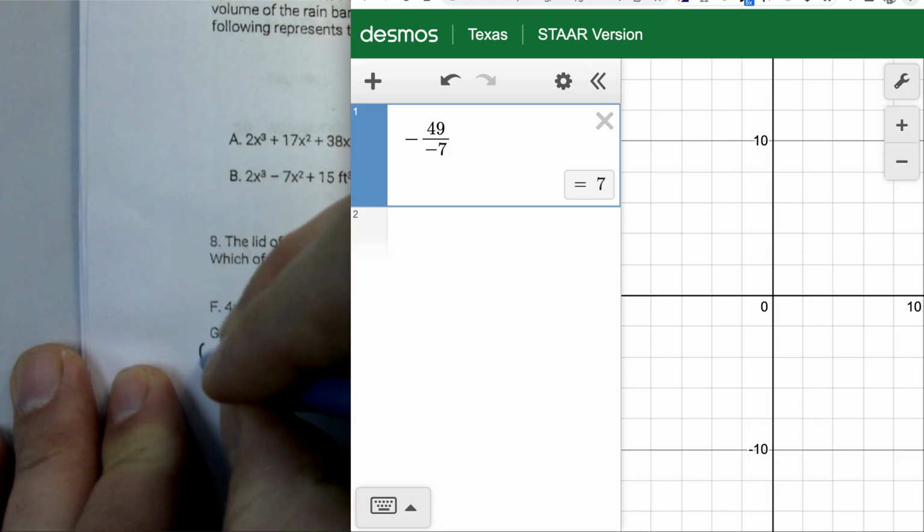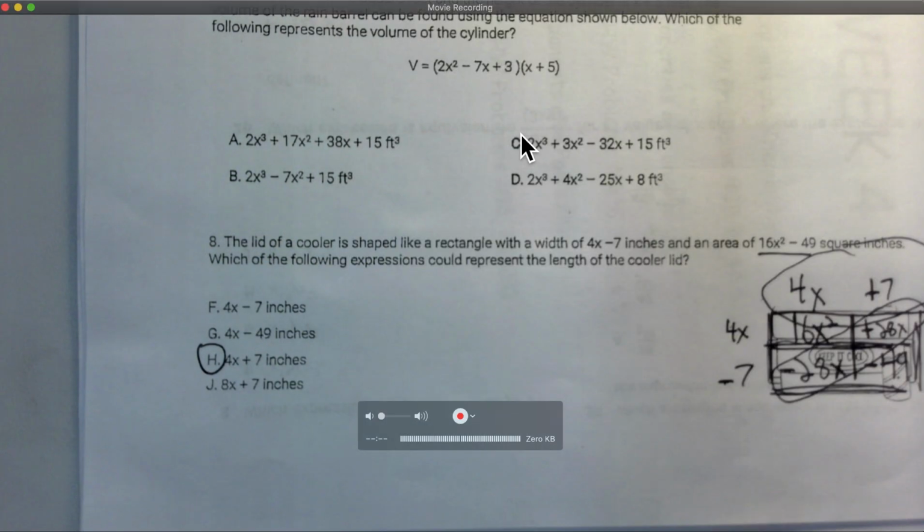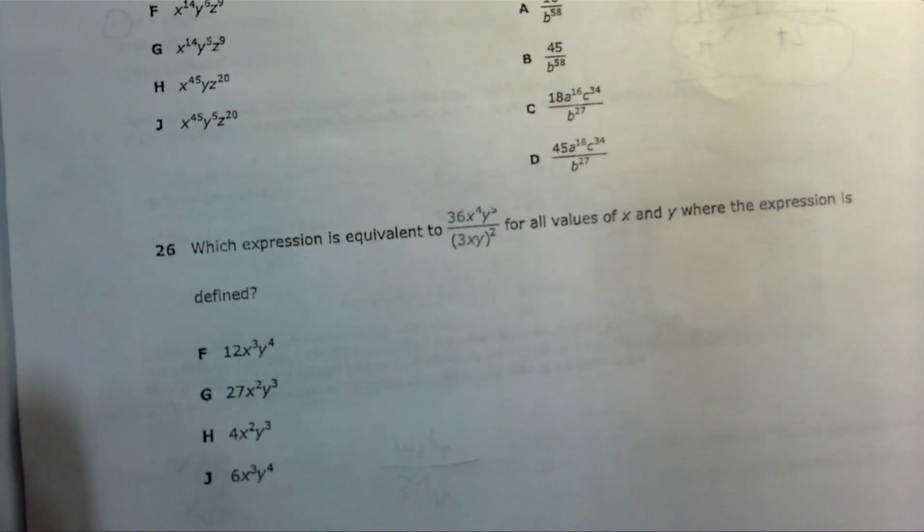If you get that written down, go ahead and turn your page. All right. Just a couple more left.